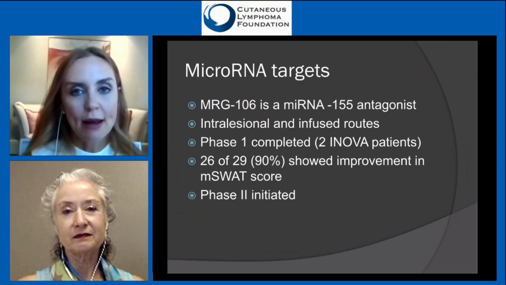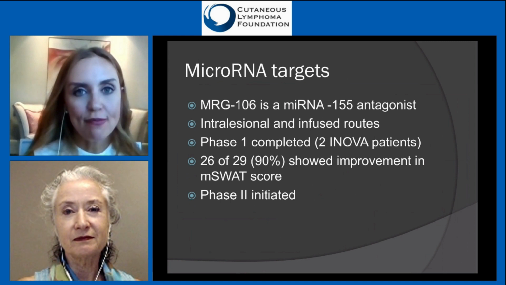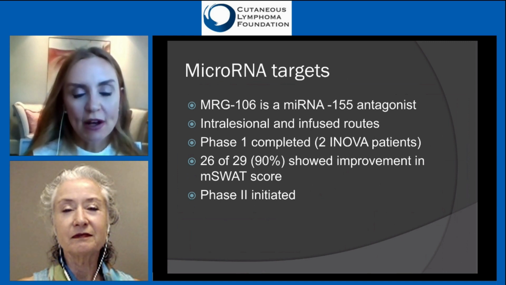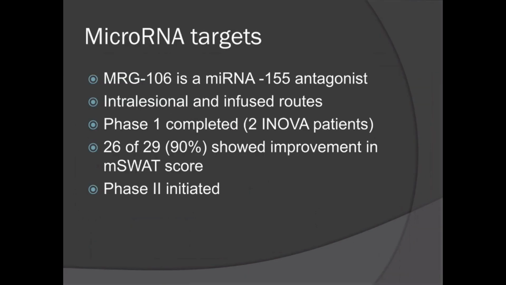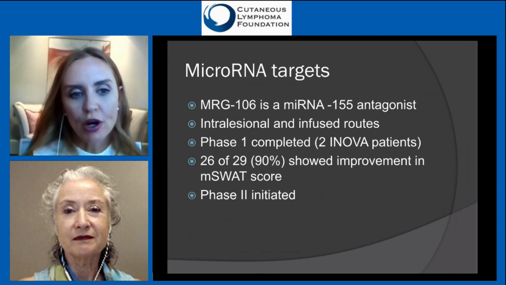So it was determined that microRNA 155 may be a potential target for drugs in CTCL, and so therefore an antagonist for microRNA 155 was developed, and this was given by both injecting it directly into tumors early on and then ultimately through an IV. And the phase 1 is completed. They're moving on to phase 2 now. I had 2 patients who enrolled in this study. Our results were not in line with what has been reported nationally. I think the national results have been a little bit more encouraging, but the study is ongoing.